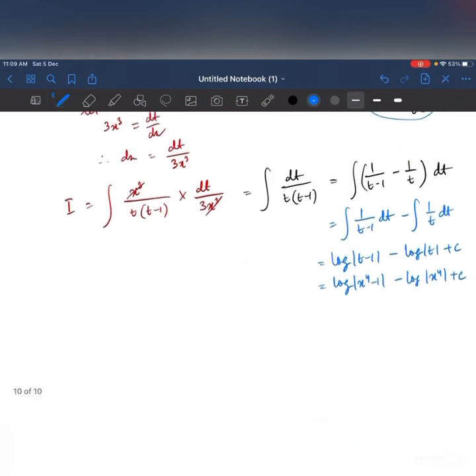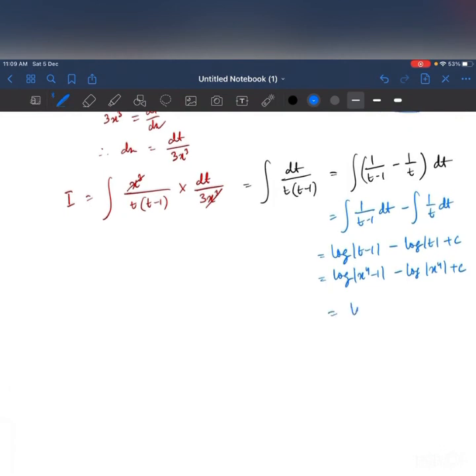Or you can write this in combined form. We can write this as log of x to the power 4 minus 1 divided by x to the power 4, because we know that log a minus log b is log a by b.